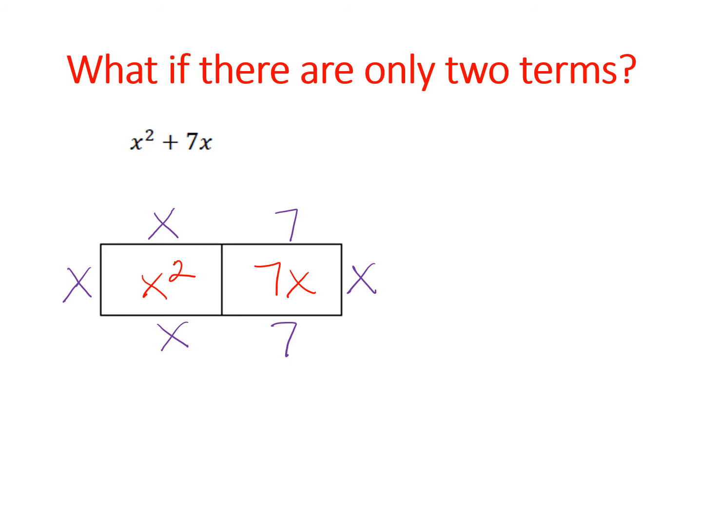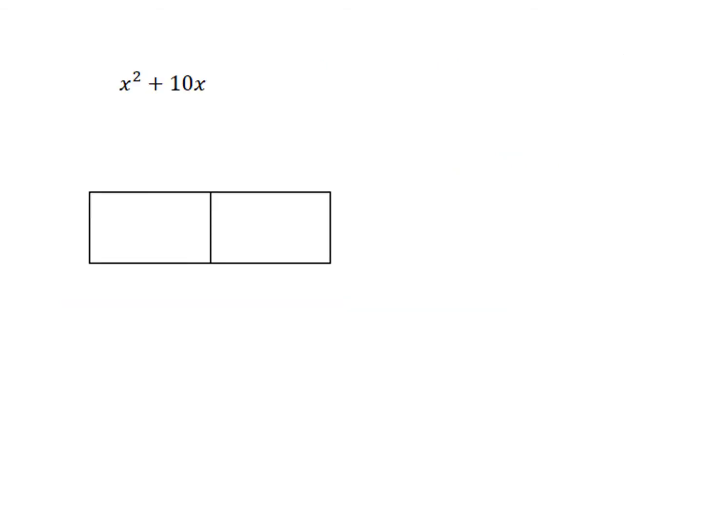So this time my factors are x and x plus 7. And we can think of x as our greatest common factor. It's what those 2 terms have in common. Notice I did not draw 4 blocks this time because I do not have 4 terms. There are only 2 terms. Here is another example, x squared plus 10x. Take a minute and try this one on your own.